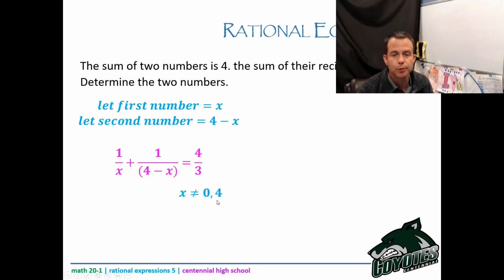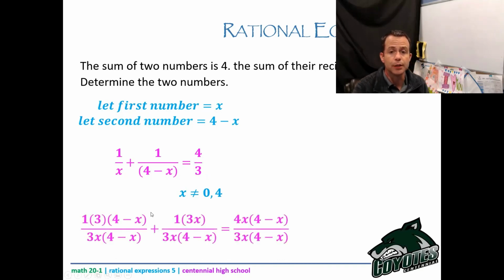I need a common denominator, which is going to be x times 4 minus x. This first fraction needs the 4 minus x. Oh, sorry, I forgot about the 3. My common denominator is actually going to be 3x times 4 minus x, right? So this first fraction needs the 3 and the 4 minus x. The second fraction needs the 3 and the x. And then the third fraction needs the x and the 4 minus x. Getting everything to be a common denominator so that we can then pull the numerators out.